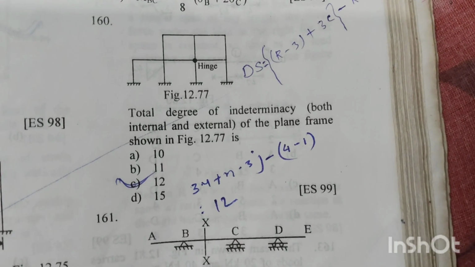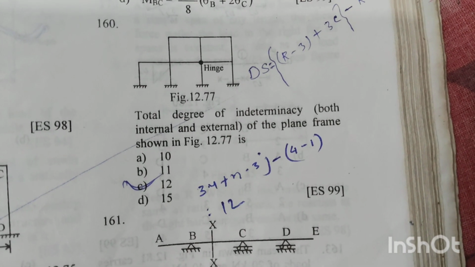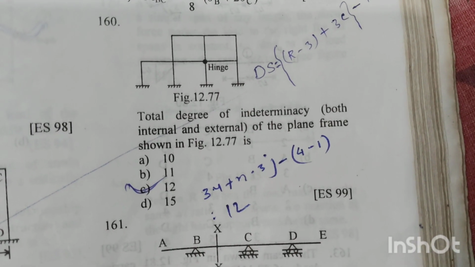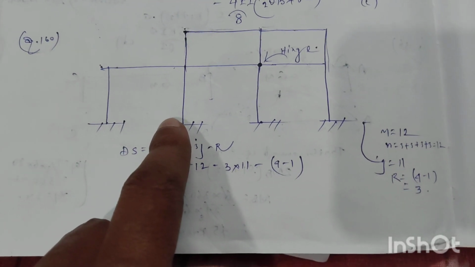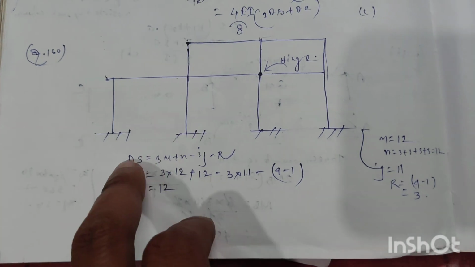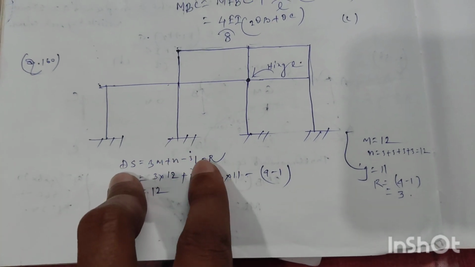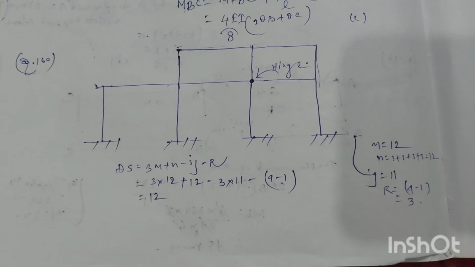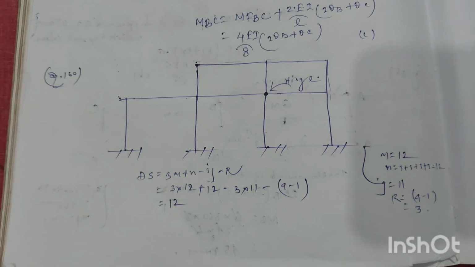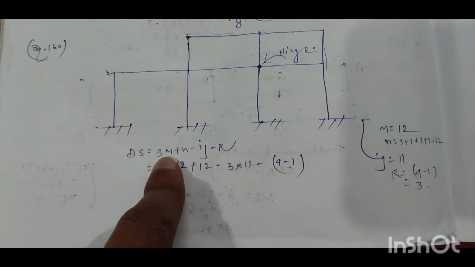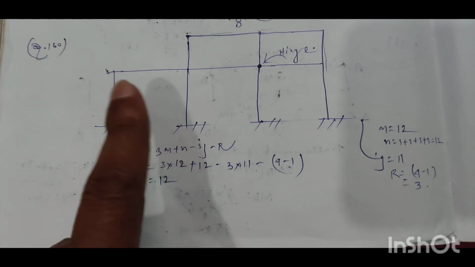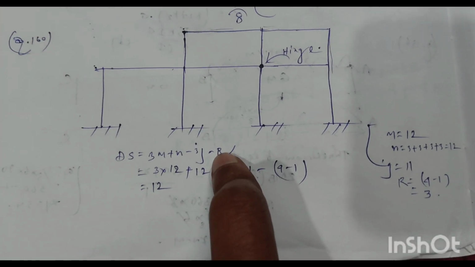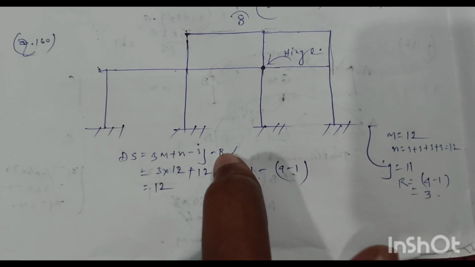Question number 160. The total degree of indeterminacy, both internal and external, of the plane frame shown in figure 12.77 is? Now for this plane frame, we have to determine the degree of indeterminacy. The formula for Ds will be equal to 3m plus r minus 3j minus R. Here R is the number of releases or number of additional equations due to hybrid joints, m is the number of members of the frame, r is the number of reactions by the supports, and j is the number of joints. And R is involved in the equation when the structure has an internal hinge.